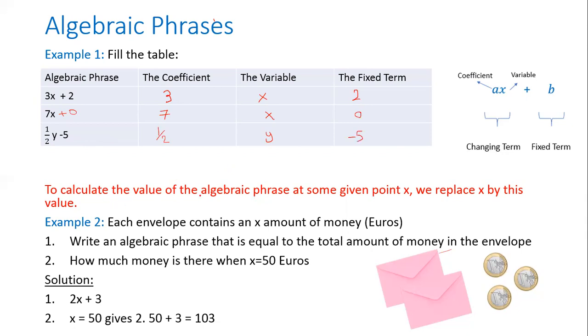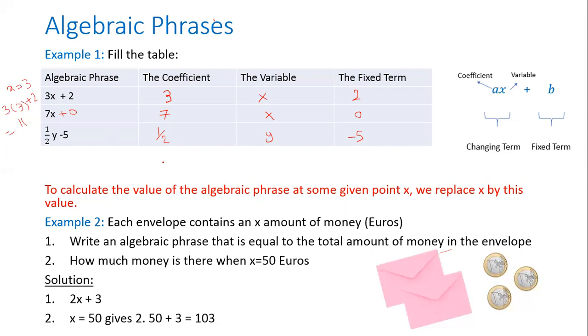To calculate the value of the algebraic phrase at some given point x, we replace x by this value. For example, if we take the first phrase, which is 3x plus 2, and we are given that x equals 3, then if we replace x by 3 in this algebraic phrase, we get the value of the algebraic phrase when x equals 3. So this gives us 3 multiplied by 3 plus 2 equals 11.